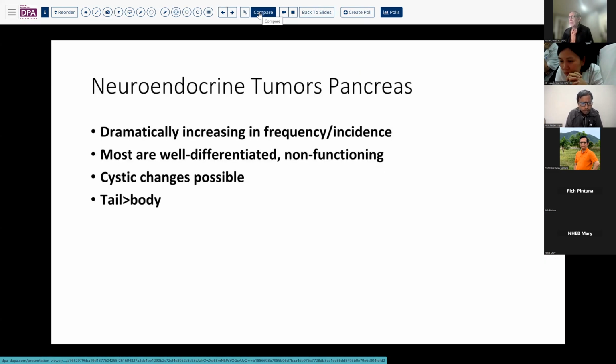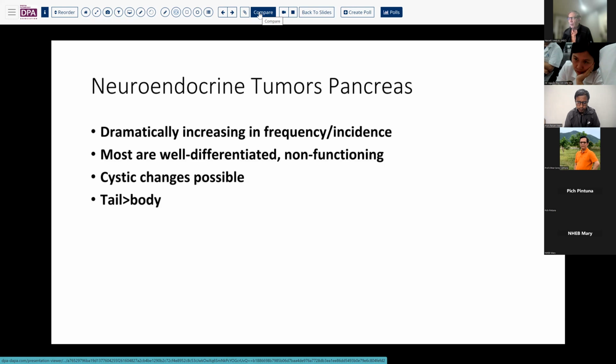Well, let's talk a little bit about neuroendocrine tumors. This is an interesting phenomenon. As we look at the incidence of neuroendocrine tumors, it's not just the Steve Jobs effect. You know, it's not just the rich and famous who are getting these lesions, but they're increasing in frequency and incidence quite broadly around the world.